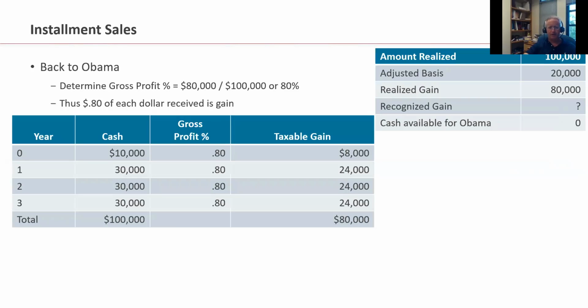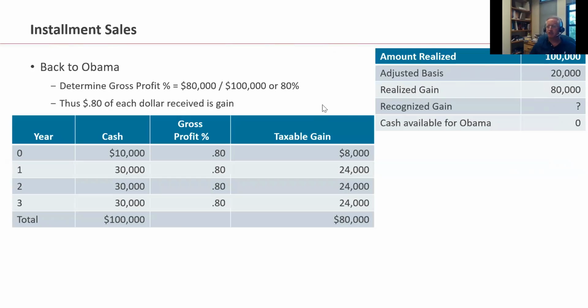In year one, Donald's going to pay him $30,000. 80% of every dollar is gain, so $24,000 is taxable gain. Year two, another $30,000 comes in, another taxable gain. Year three, the final $30,000 comes in, the final amount is paid as taxable gain. Note, this is important. The total amount of gain recognized is $80,000. That's the same as if he recognized all of it in the year of sale, right?